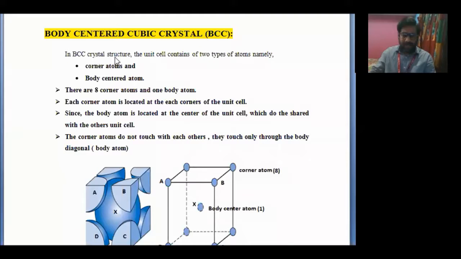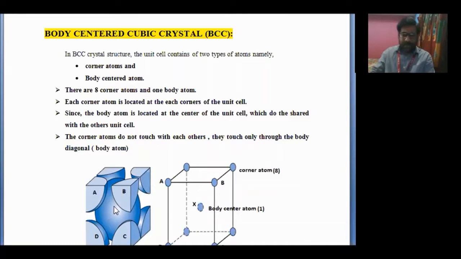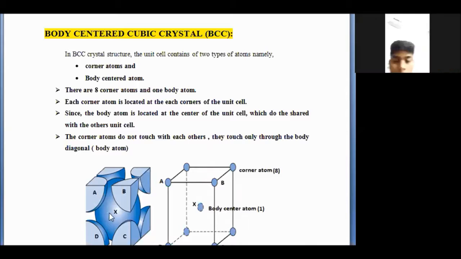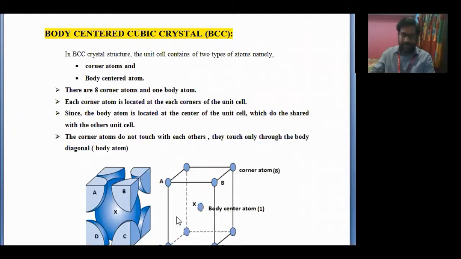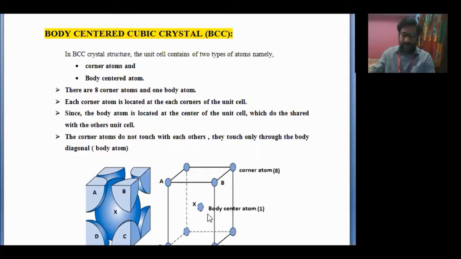In the body-centered cubic crystal structure, the unit cell consists of two types of atoms. They are corner atoms and the body-centered atom. So in the BCC structure, the entire crystal medium contains two different types of atoms. One is the corner atom and the other one is the body-centered atom.